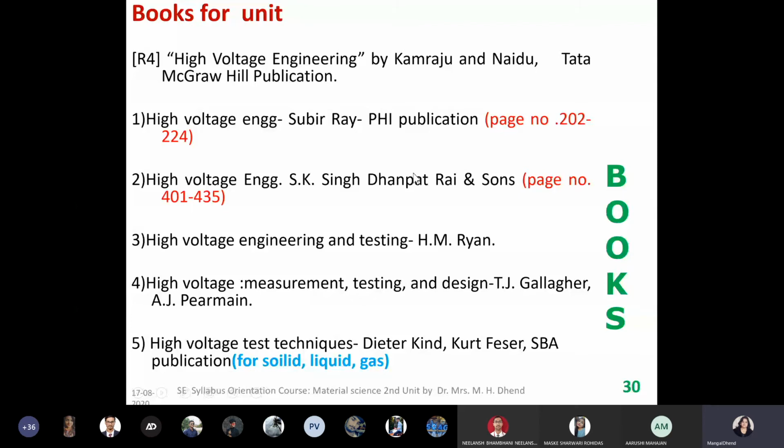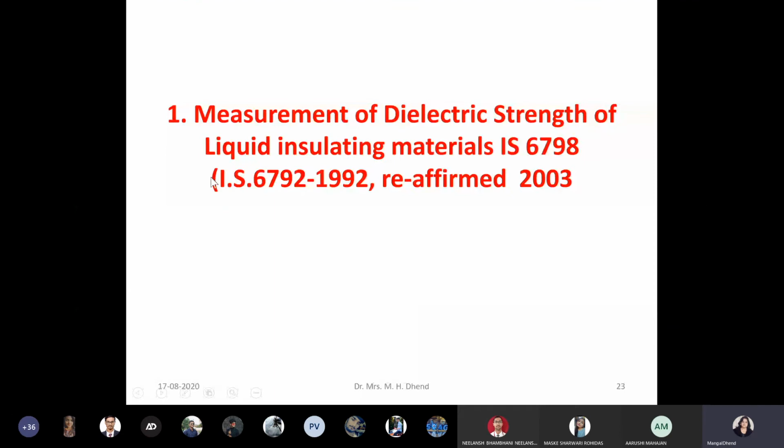So now let us start with the first experiment. Write down. Our first measurement method out of 4 is measurement of dielectric strength of liquid insulating material. The IS number you have to remember: IS 6798 1992. This is the Indian standard number given. It was established in 1992 and reaffirmed in 2003. It means that after so many years people again checked whether the content of this Indian standard is good and whether changes are needed, so it was reaffirmed in 2003, and India is still using this standard.